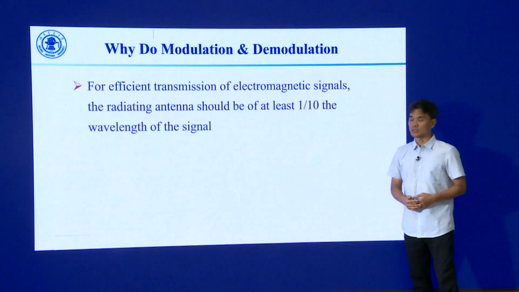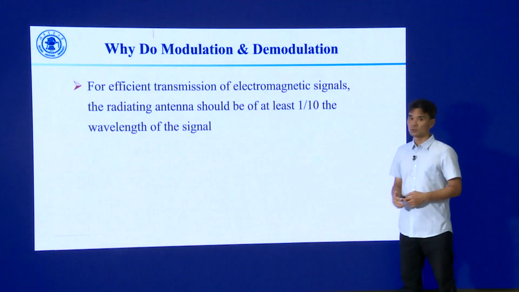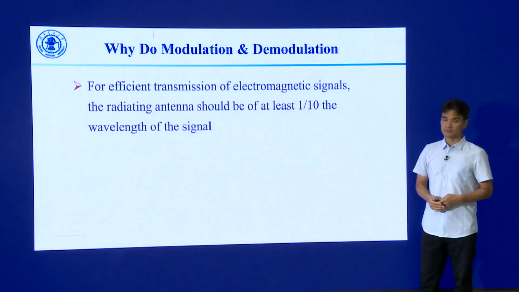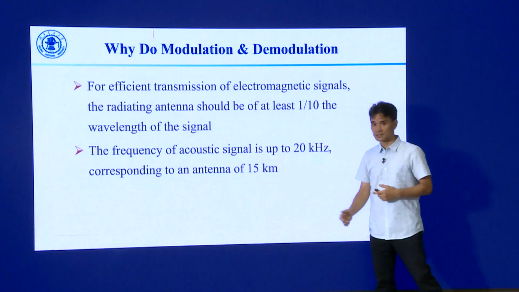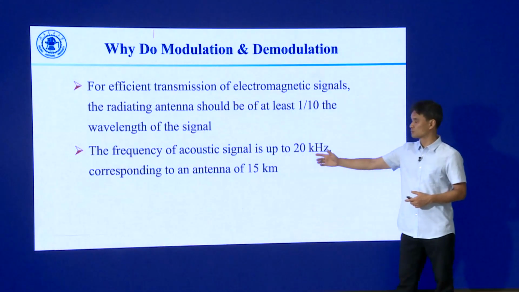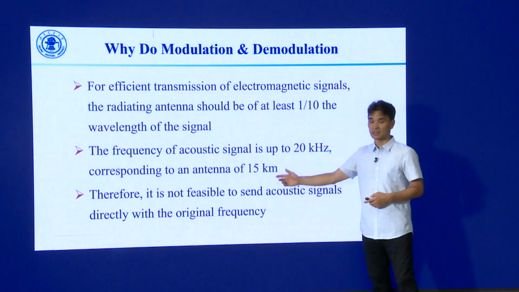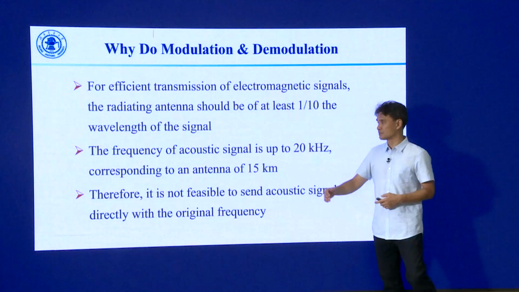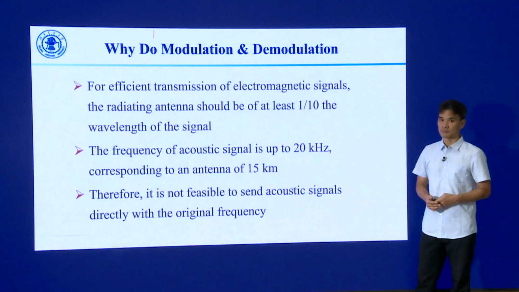For efficient transmission of signals, generally the size of the antenna needs to be on the order of one tenth of the wavelength of the signal. So if we try to broadcast our voice message, our voice signal, then the acoustic signal is up to 20 kHz. Correspondingly, the antenna will be about 15 kilometers. That makes it impossible to transmit the acoustic signals directly at their original frequency.